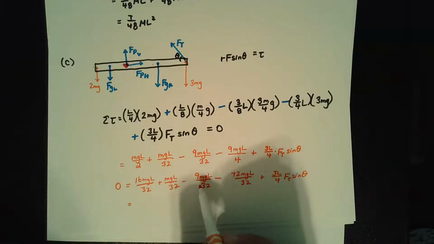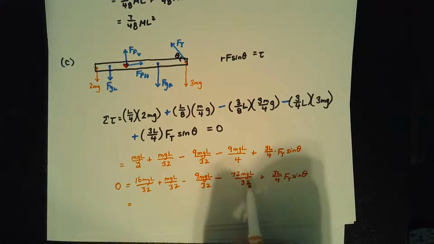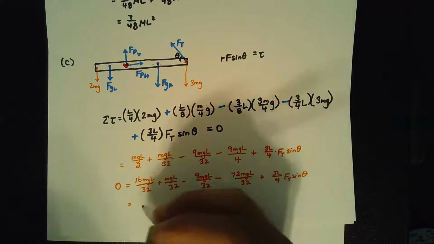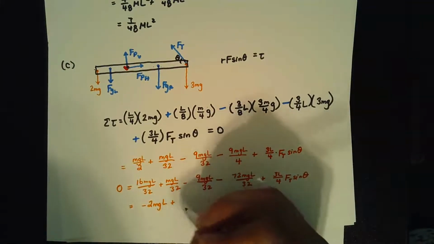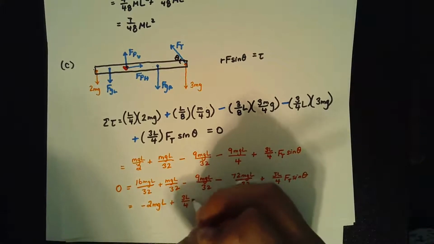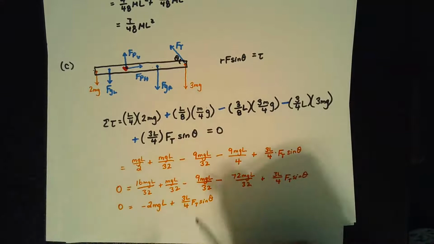17, 8, 8 minus 72, 66, no, 64, my apologies, 64 over 32, so that's 2. So negative 2 mgL plus 3L over 4 times Ft sine theta equals 0.